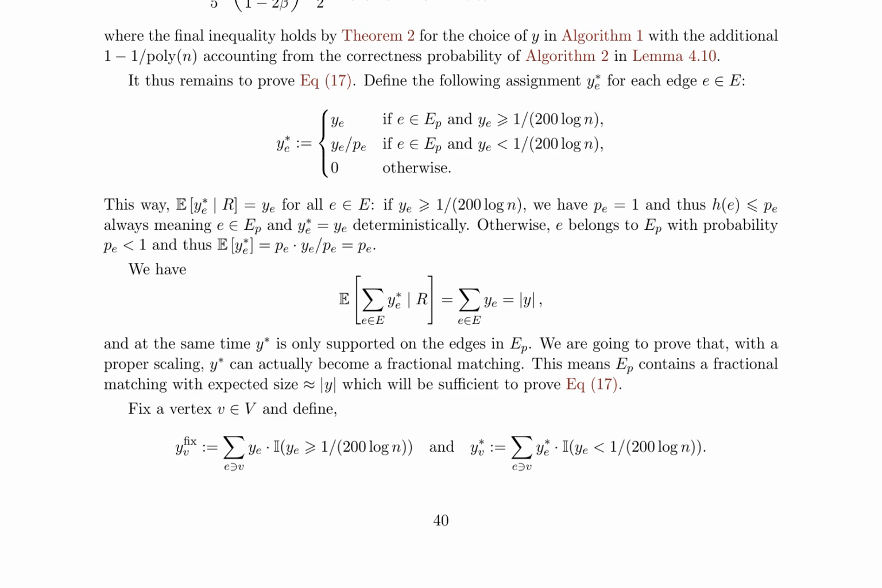They use these quantities to prove that, with a proper scaling, y' can actually become a fractional matching, meaning E_P contains a fractional matching with expected size approximately equal to the total number of edges in the graph. This completes the proof of the theorem.